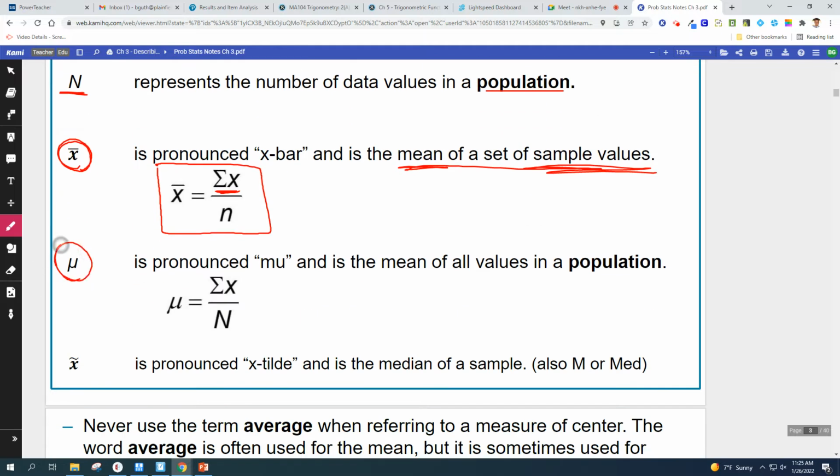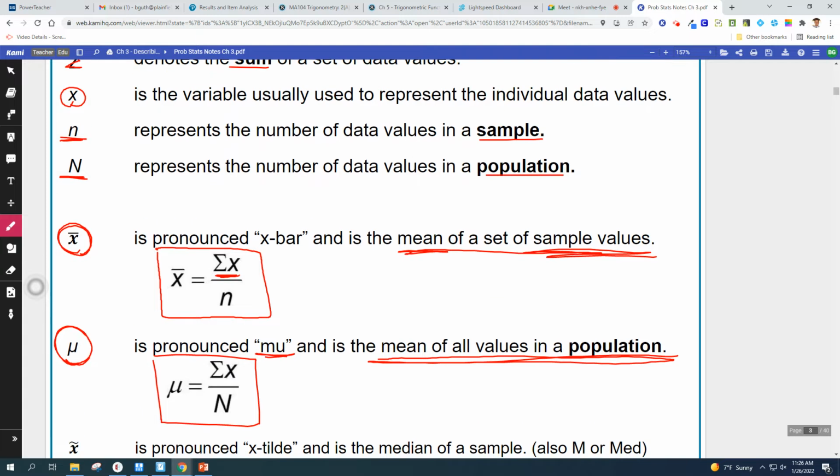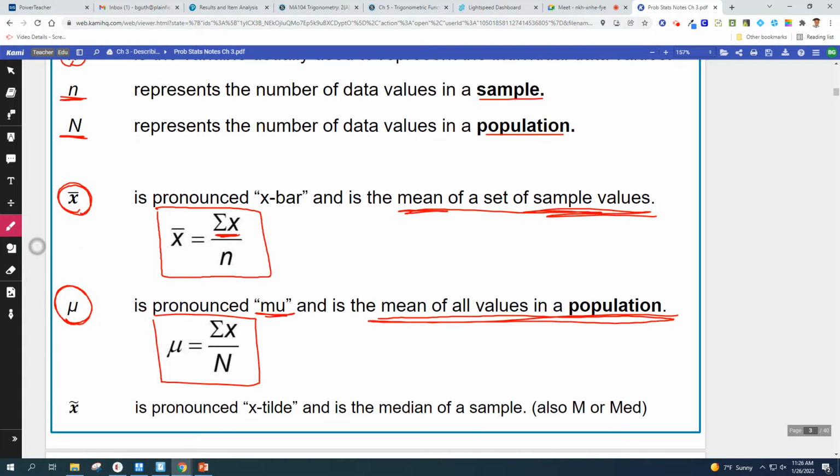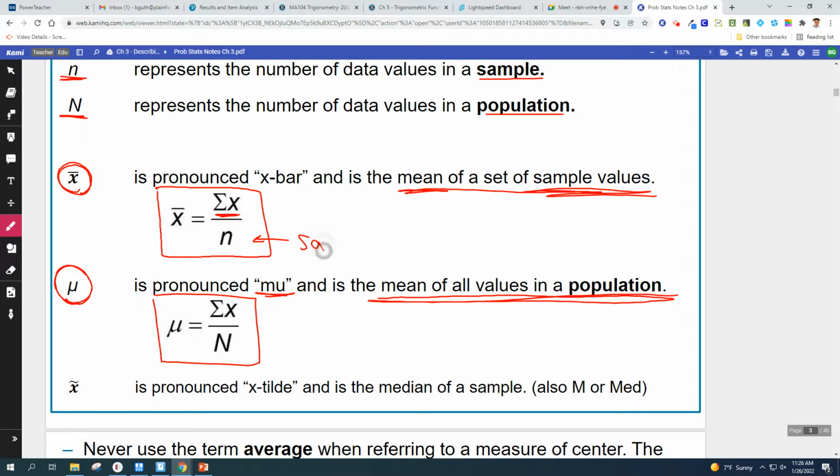This is a Greek letter that maybe you've seen before or maybe not, but it's mu. It's the Greek letter mu, and this is the mean of the values in a population. But the formula is still pretty much the same thing. Sigma means sum. So we're going to add up all the numbers and divide by the number of numbers. Remember the difference between little n and big N. Little n's talking about a sample. Big N's talking about a population. That's really the difference there. You want to learn that. You want to keep that in mind because they've got different symbols and different notations.